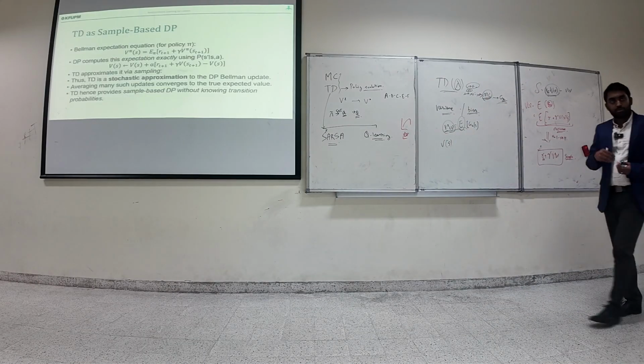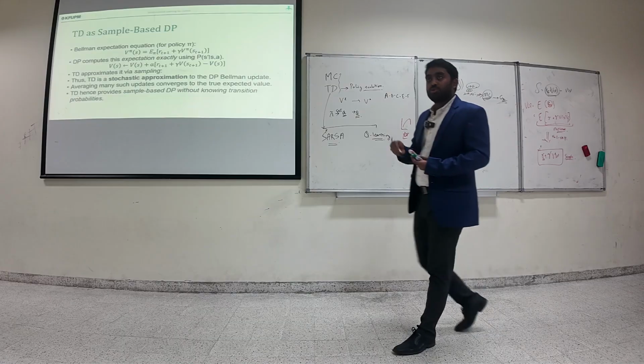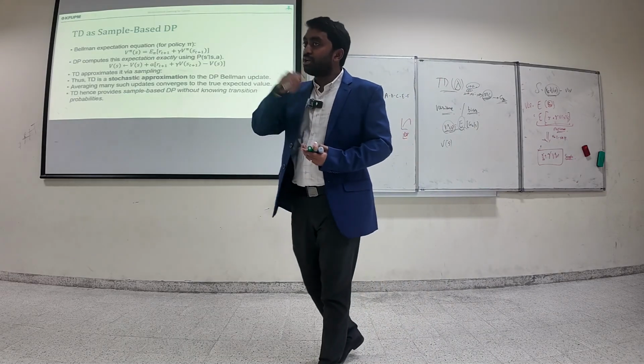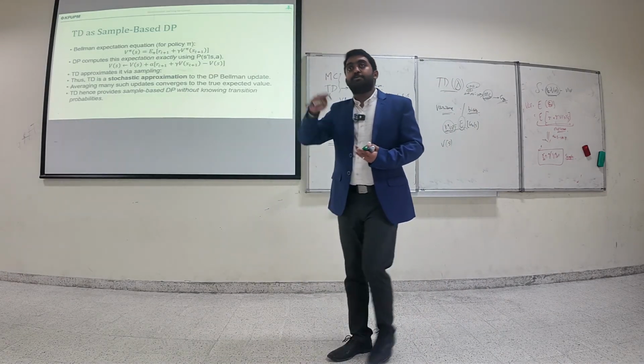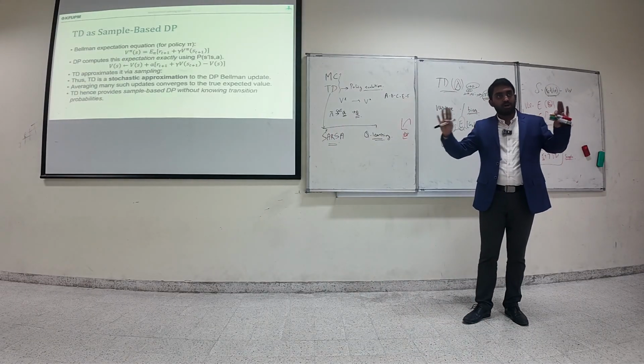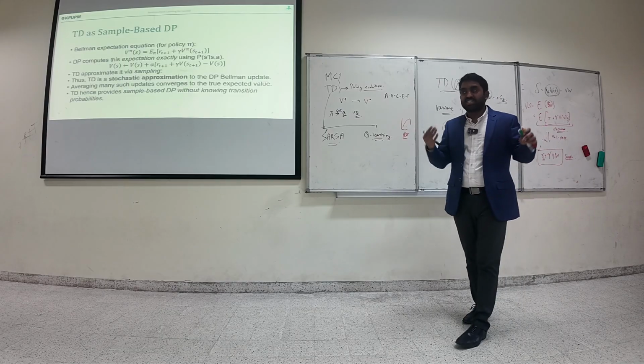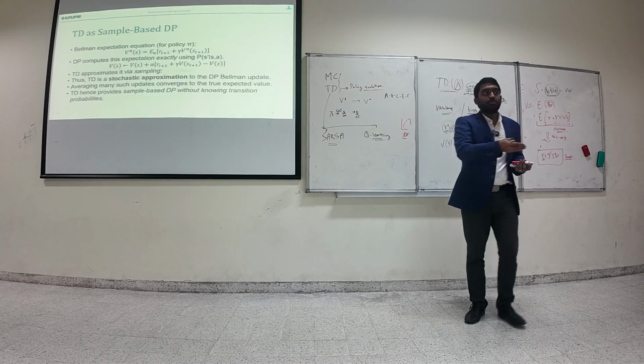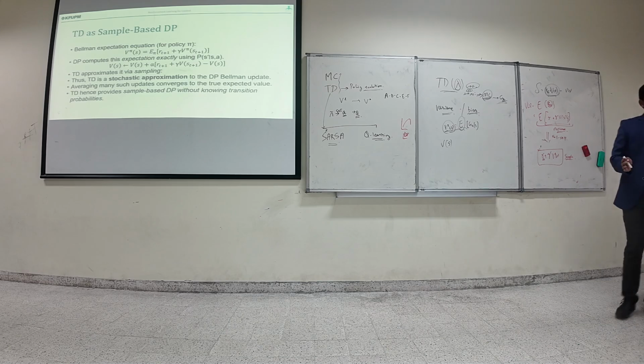DP was an exact method because you have the model. Here you are simply sampling, and based on that sampling you're updating your value functions. So it is an approximation method for what DP is doing. Basically the job of TD and DP is the same, it's just the way they do it is different because of the availability of resources.